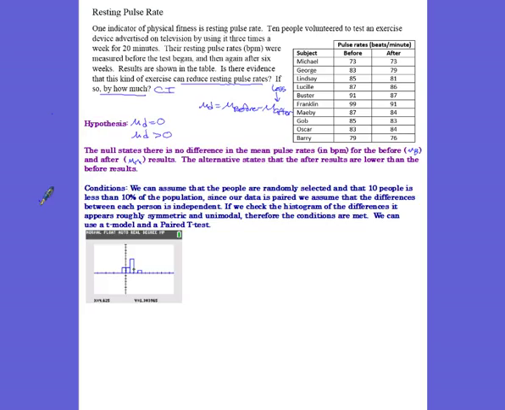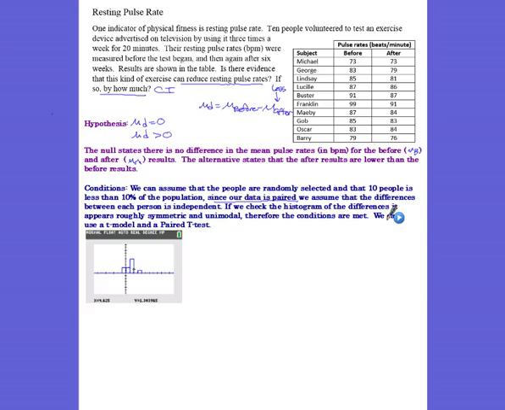Alright, so now we want to check our conditions. We can assume that the people are randomly selected, even though it says that they were volunteered here. We probably want to say, maybe not that they were randomly selected, but that they were sort of a representation of the people involved, of the population. We can assume that 10 people is less than 10% of the population.